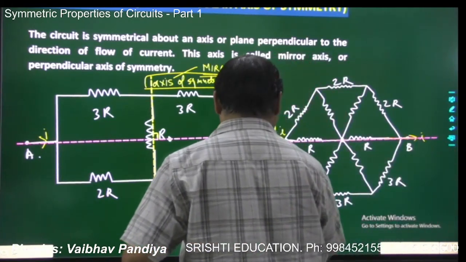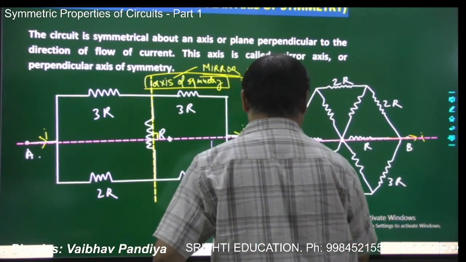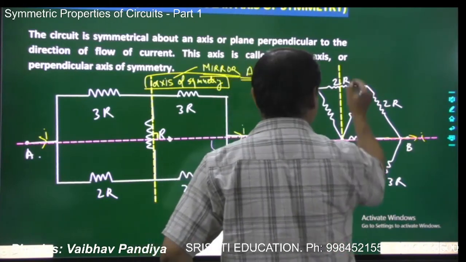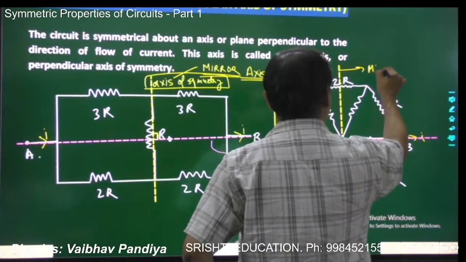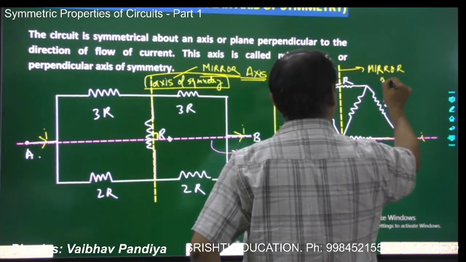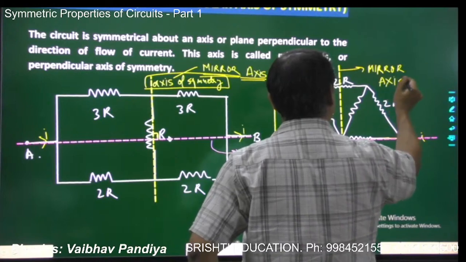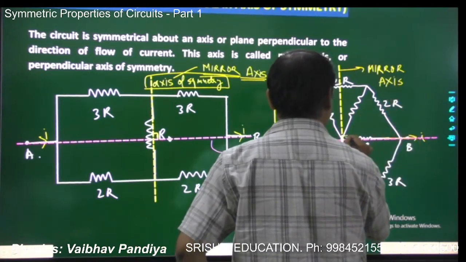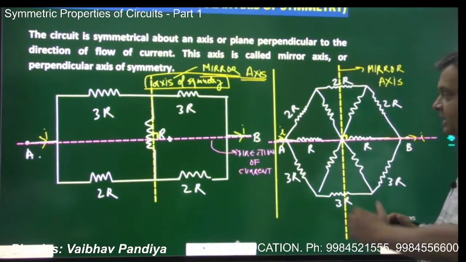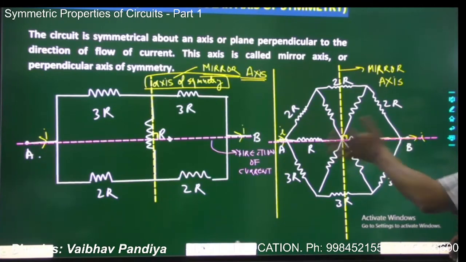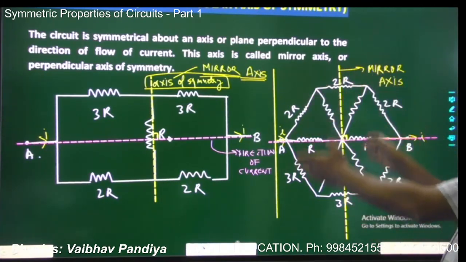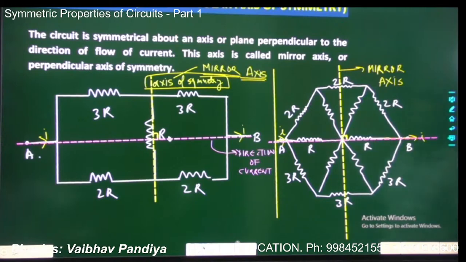And if you see, there is a line which is acting as the axis of symmetry, this yellow dotted line. Again, I can say this is a mirror axis, because this axis is dividing the circuit in two equal halves, two mirror images on the right hand side and left hand side, and moreover the axis is perpendicular to the direction of current. So you can see such circuits have mirror axis of symmetry or perpendicular axis of symmetry.